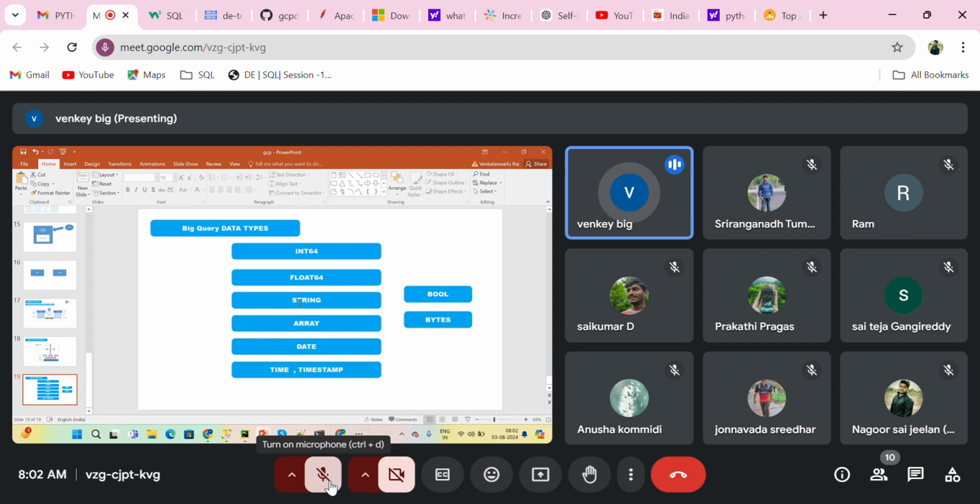If you want to store only dates, you can go for date. If you want to store only time, you can go for time. If you want to store both, you can go for timestamp. So these are different data types that we have in BigQuery. Along with these, we have a lot of data types, but I specified only the most commonly used data types. So in our coming session, we will try to understand what are data types.